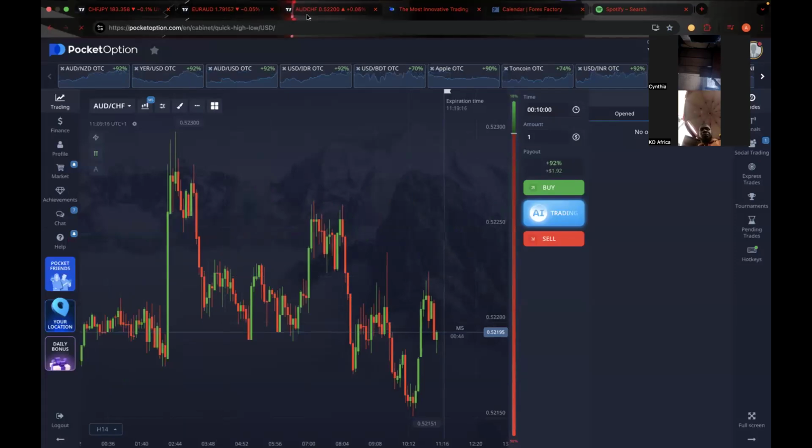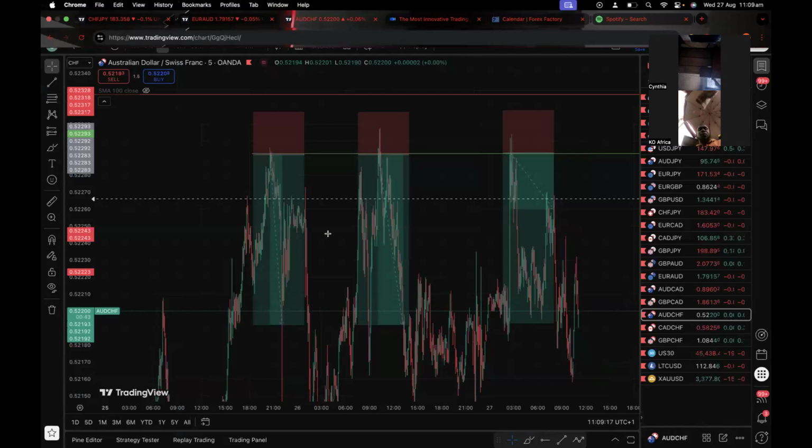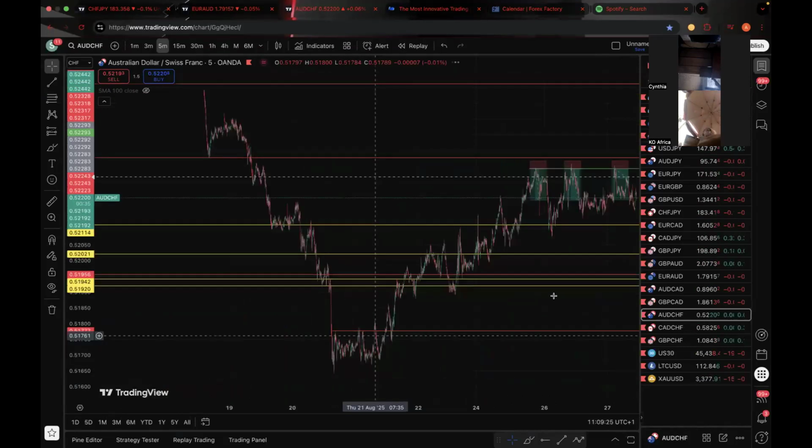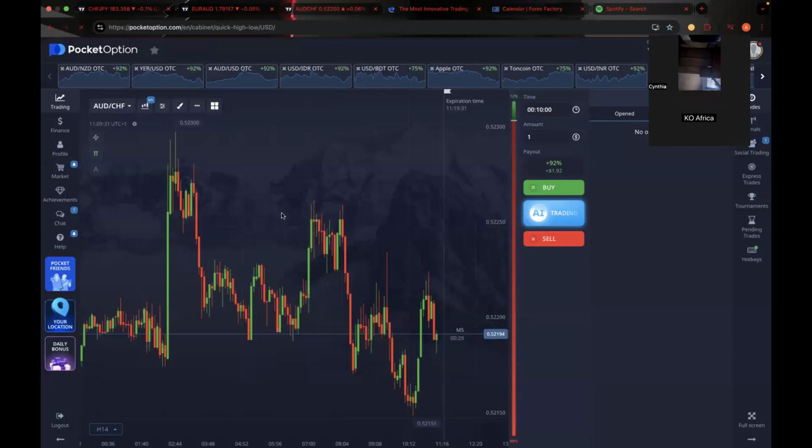On TradingView, on the other hand, we can keep making it smaller and smaller and smaller, and you see. But on Pocket Options, we can't go beyond something like this, and that's why the chart is looking like this. With the chart looking like this, I cannot see the bigger picture in order to get my entry point on Pocket Options.